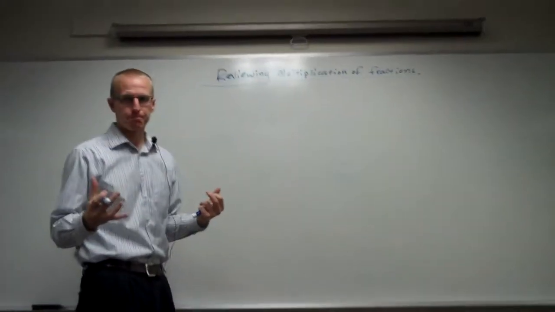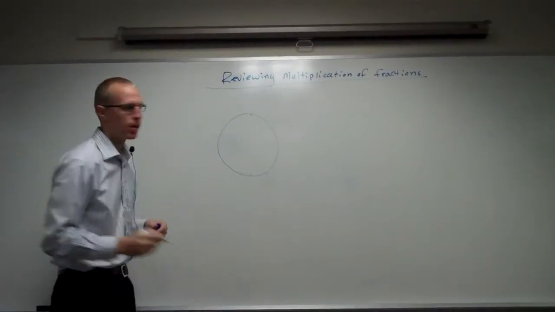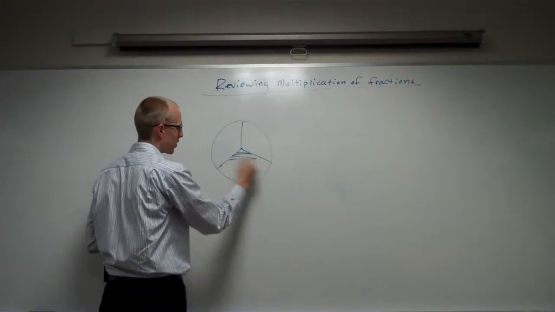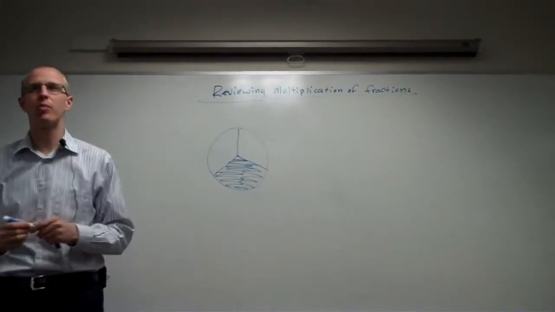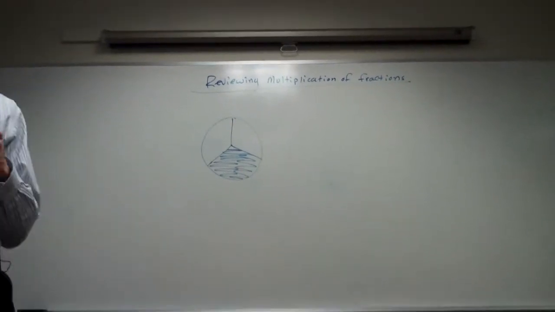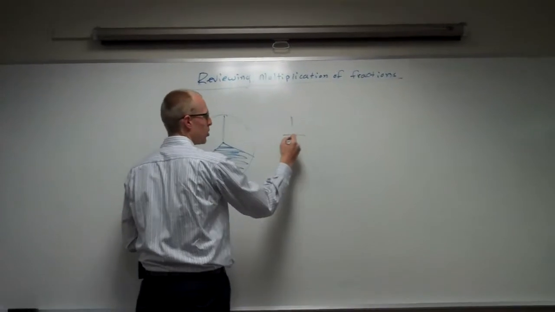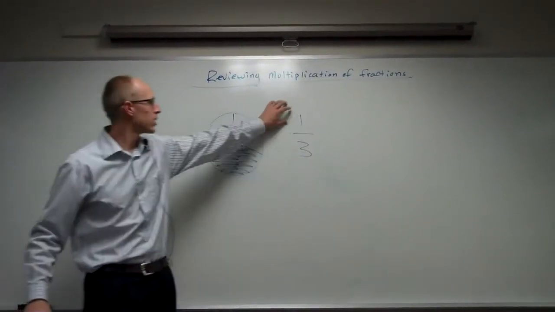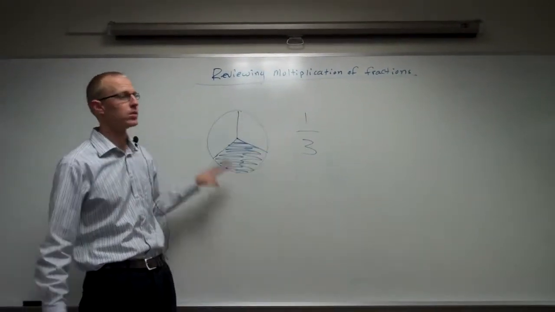Okay, so let's say I have a whole circle here, and I divide it into 3 equal parts, and I color one of those parts, or I take one of those parts. How much do I have? You have 1/3. 1/3, thank you. So this fraction, written numerically, is 1/3, or 1 part out of 3 that make up the whole.